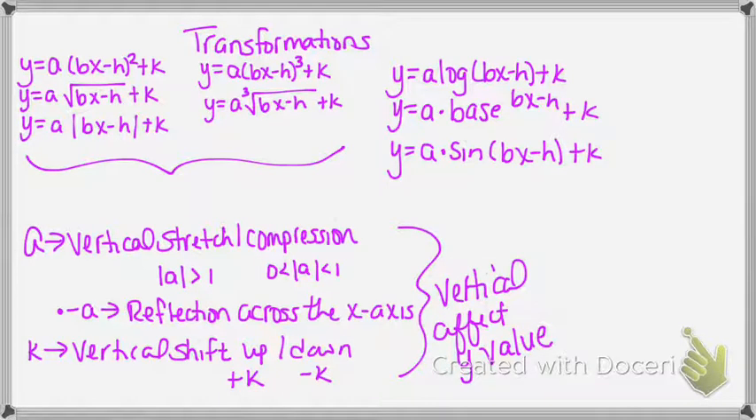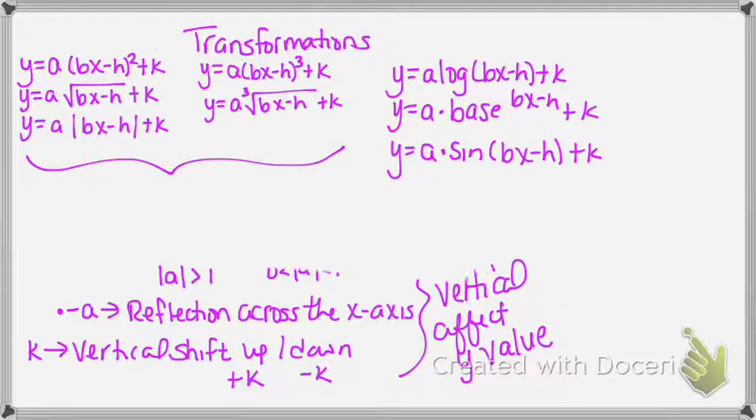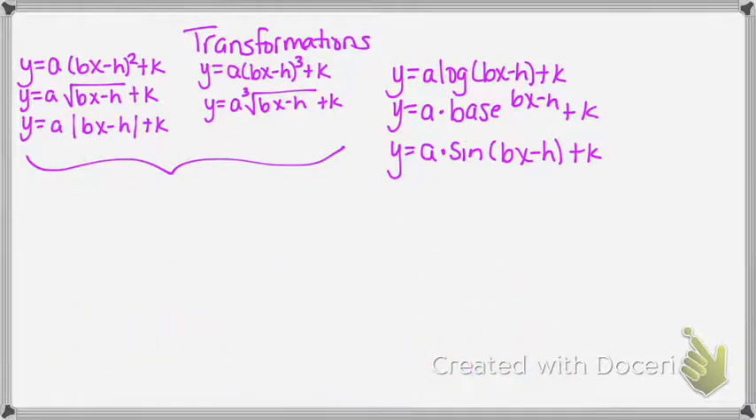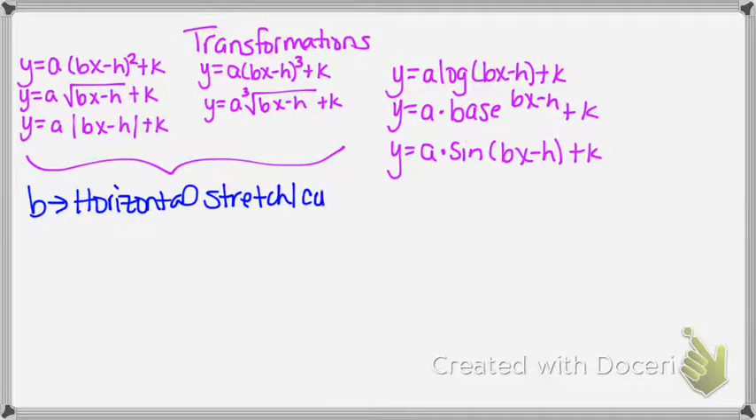All right, so I'm going to erase this, so if you need to, pause this so you can get it, and then keep going after you got it. All right, so then moving on there, let's talk about the other two variables. We have our b. b is inside parentheses, therefore it's going to be horizontal. B is being multiplied times the x. Because it's being multiplied times the x, it's going to be a stretch or a compression.